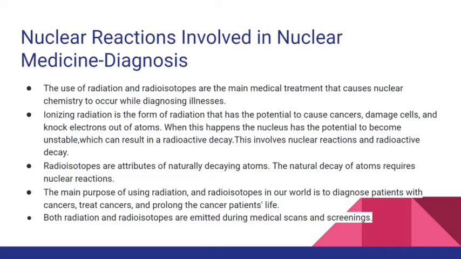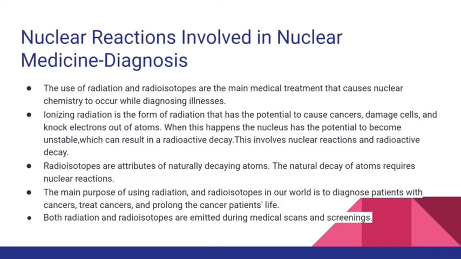while diagnosing illness. Ionizing radiation is the form of radiation that has the potential to cause cancers, damage cells, and knock electrons out of atoms. When this happens, the nucleus has the potential to become unstable, which can result in a radioactive decay. This involves nuclear reactions and radioactive decay.